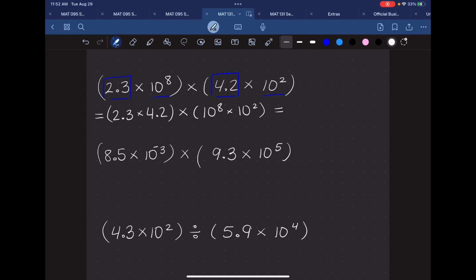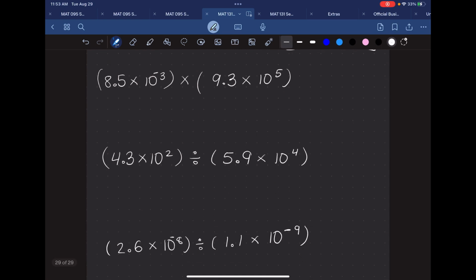And so we have 2.3 times 4.2 is equal to 9.66. And then we know when we multiply exponents with the same base, we're just going to add the exponent. So I get 10 to the 10. And I would look at this and double check, am I still in scientific notation? So I only have one digit before the decimal point times 10 to some integer, and it is. So then this would be my answer and we're good to go.